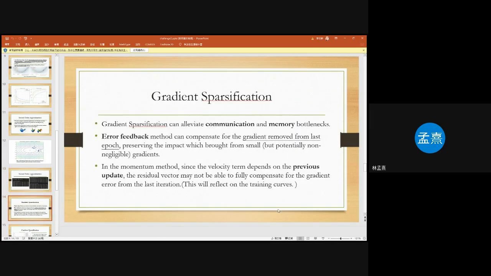Gradient sparsification can alleviate communication and memory bottlenecks. Error feedback can compensate for a gradient when removed from the last epoch, preserving the impact brought from small gradients. But in a momentum method, since the velocity term depends on the previous update, the residual vector may not be able to fully compensate for the gradient error from the last iteration.